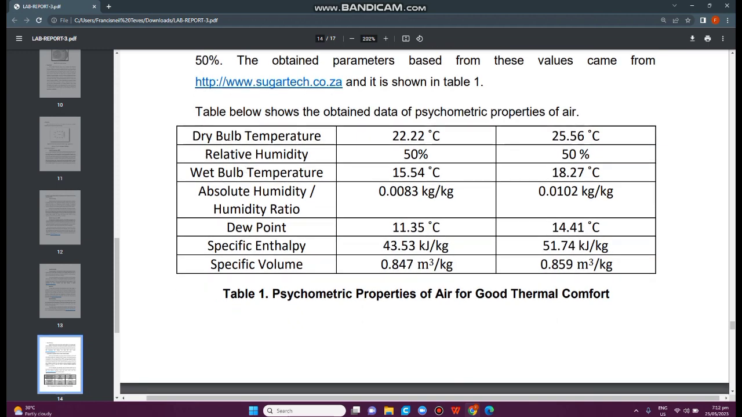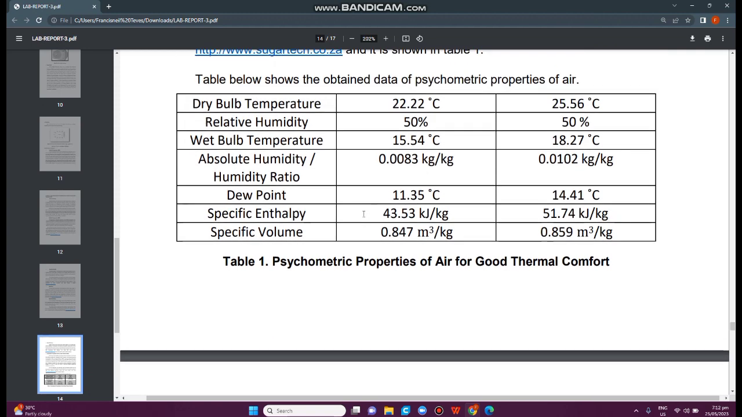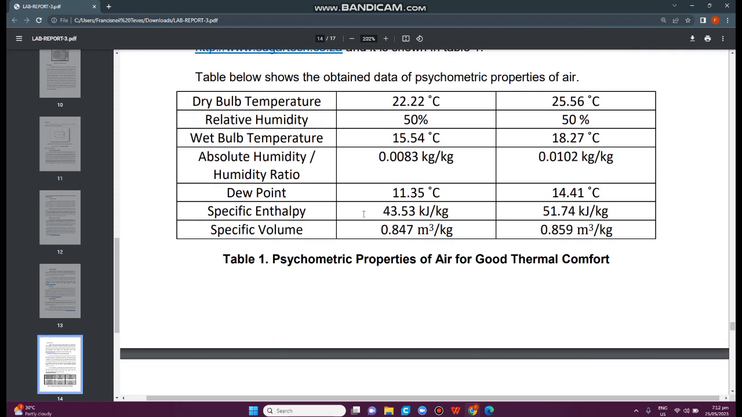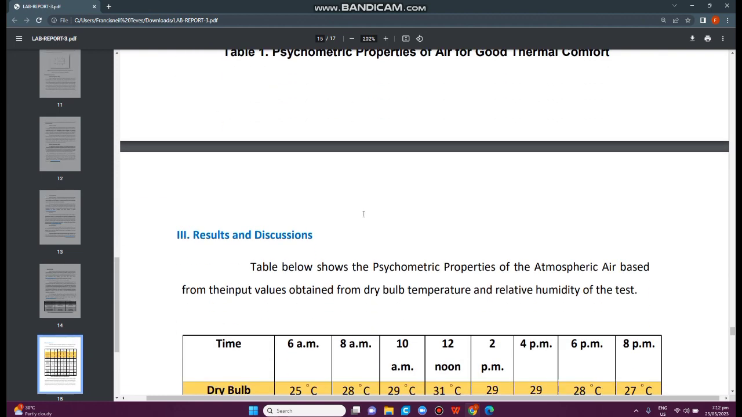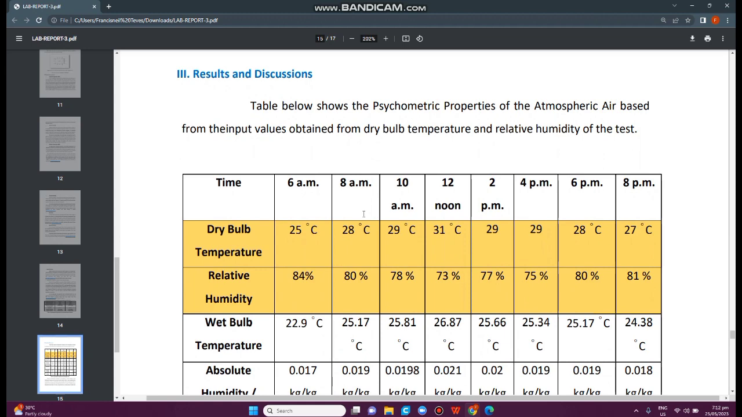So we have the dry bulb temperature 22.22, as I have mentioned earlier, the relative humidity and the wet bulb temperature, absolute humidity ratio, dew point, specific enthalpy, and the specific volume. So this table depicts the psychrometric properties of air for good thermal comfort. So here we will discuss the results and discussions.